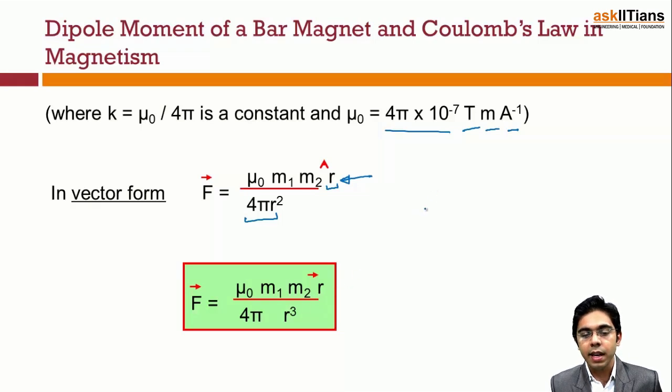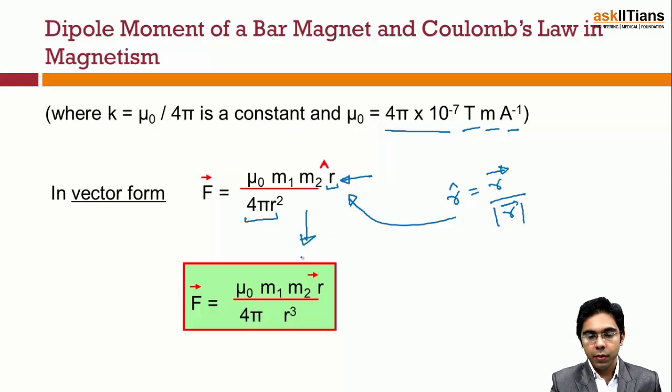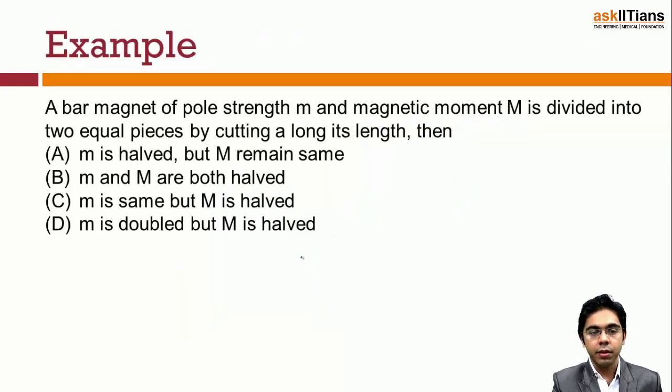So why is it written as r vector divided by r cube? Because r cap can be written as r vector divided by the magnitude of the r vector. So if we substitute this value of r cap in this equation, we are going to get the same thing. Now let's proceed towards the examples.